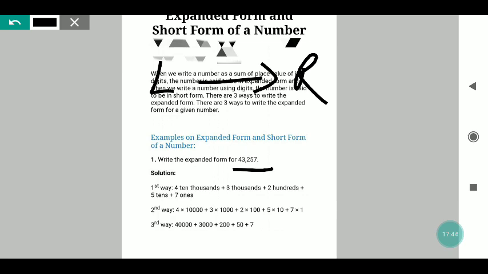The first number on the left side is 4. After 4, how many digits are left? You just have to count. 3, 2, 5, 7, which means 4 digits are left. So how many zeros? You just put 4 zeros. Okay, then you give the plus sign.